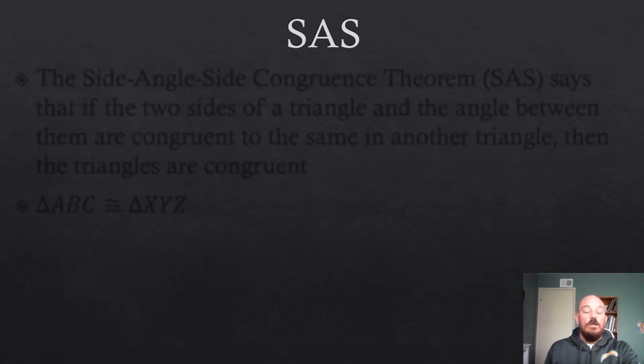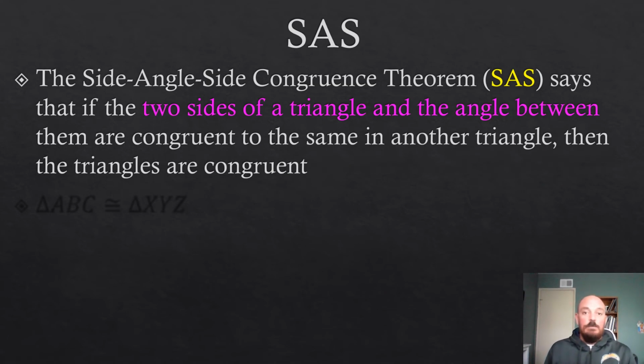All right, our second theorem for today is called SAS. Now I already mentioned the S's stand for sides and the A stands for angle. So when you say SAS, that's the shorthand version for saying the side, angle, side congruence theorem. And it says if 2 sides of a triangle and the angle in between them are congruent to the same pattern in another triangle, then the triangles are congruent.